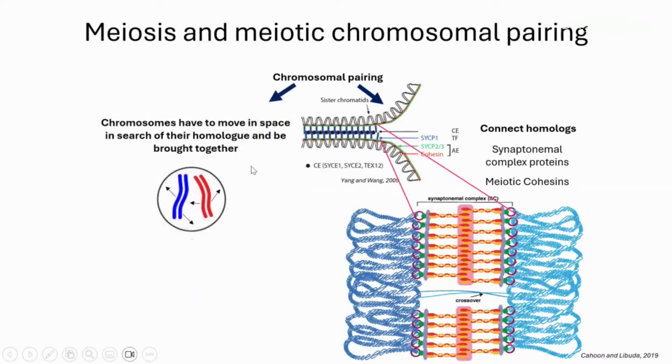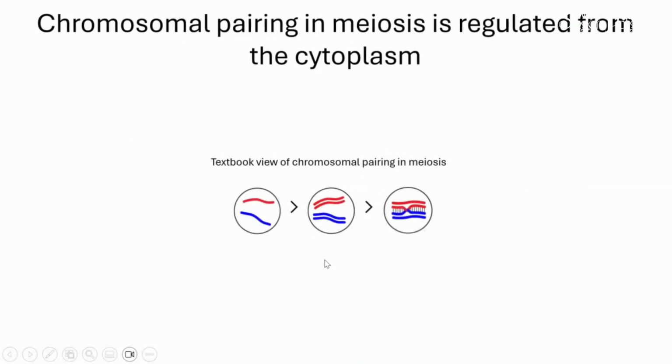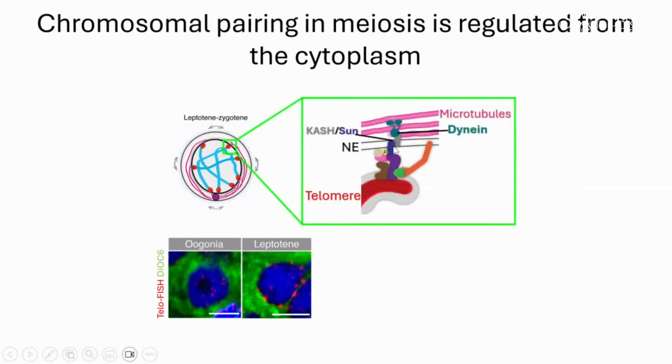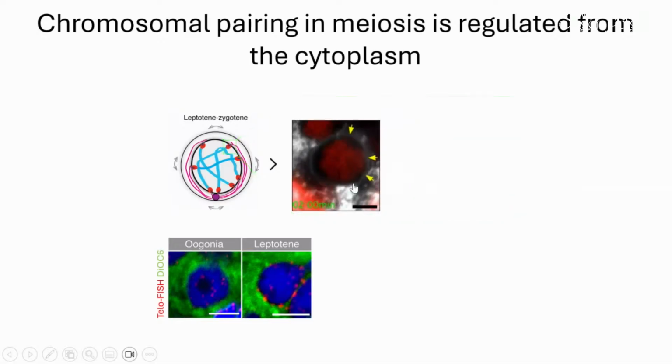The entire chromosomal pairing process requires the chromosomes to move in space in search of their homologue and be brought together. This is why in the lab we move from the textbook view of chromosomal pairing into a more holistic cellular view of the process, in which in leptotene-zygotene stage, the telomeres are tethered to the nuclear envelope via SUN-KASH protein complexes that are in turn connected to the perinuclear microtubules.